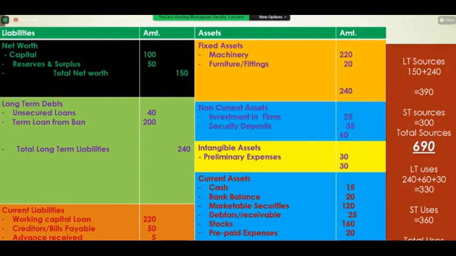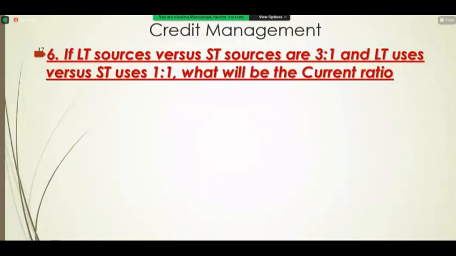Now ratio analysis will come afterwards. Now these are the contents of the balance sheet. Now you come to question number five. For question five over, now question number six.